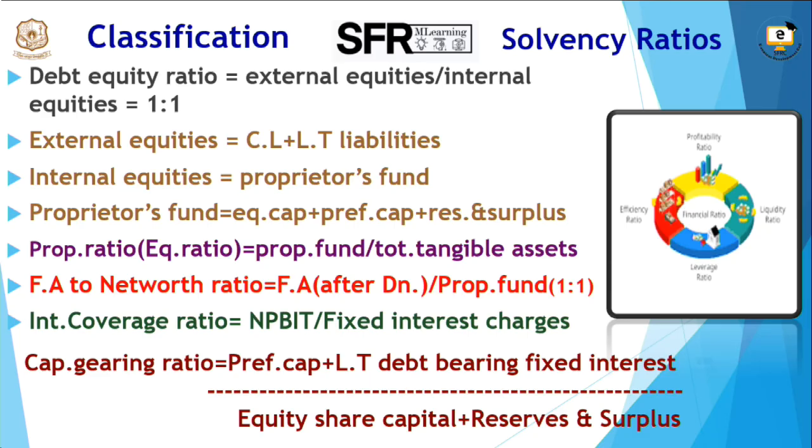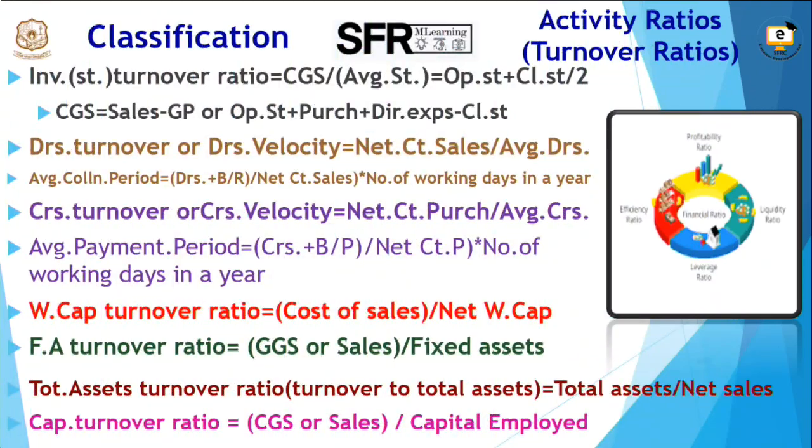Then next we classify the ratios on the basis of activity ratio. It is also called turnover ratio. Here we compare the sales. It studies the relationship between sales as well as cost of goods sold. The first one is inventory turnover ratio. It is also called stock turnover ratio. It studies the relationship between cost of goods sold and average stock.